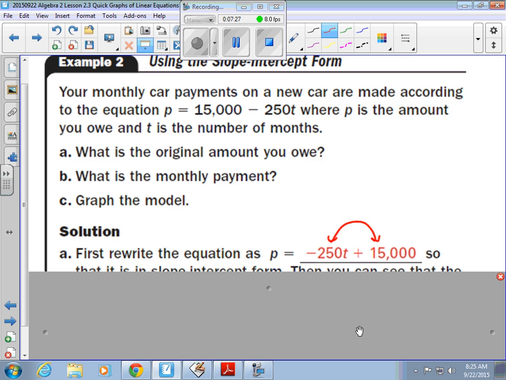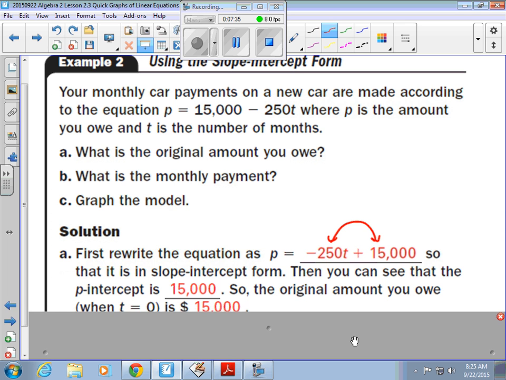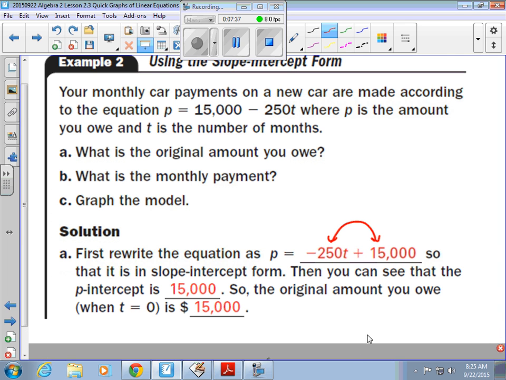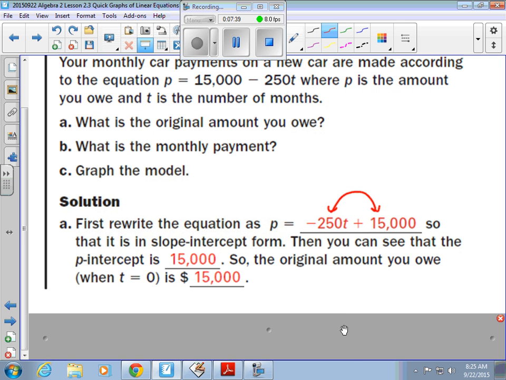Okay, what is the monthly payment? How much is it going down by? Think about money you owe. It's going down, so it's going down by 250. Okay, so that's what your equation should look like. So the original amount you owe is 15,000.